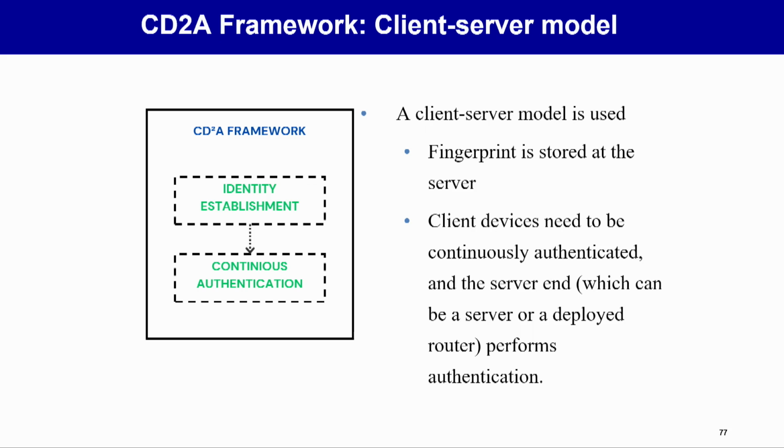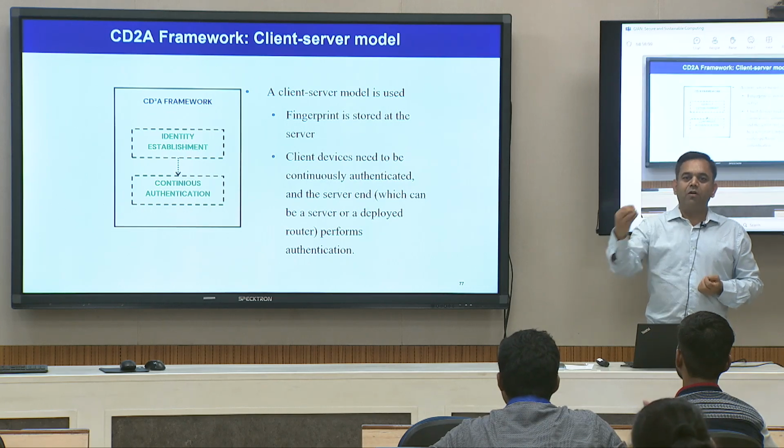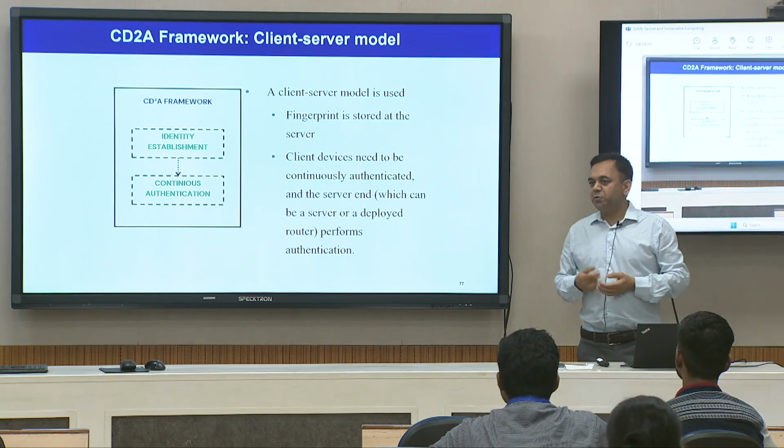So like I said, the fingerprint is stored at the server, and a client device needs to be continuously authenticated. The server end performs the authentication, which can be on the server or on a deployed router as well. Let's say in a home there are a lot of devices, right? So all the fingerprints of each device can be stored on the router.